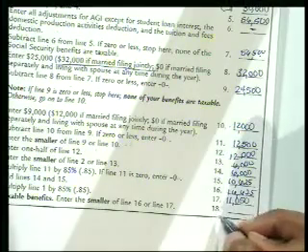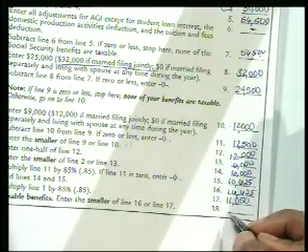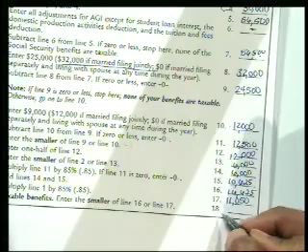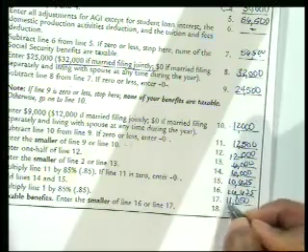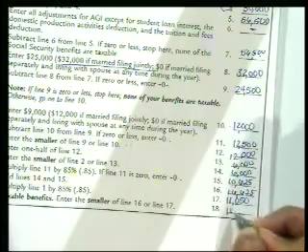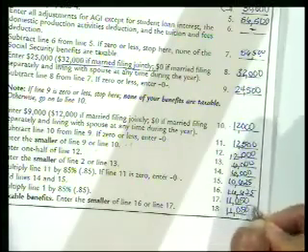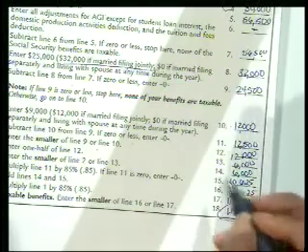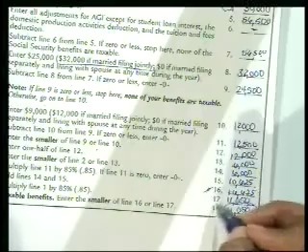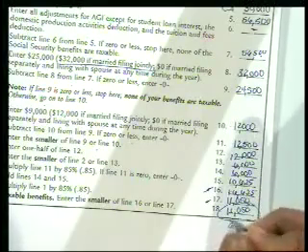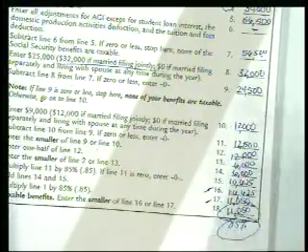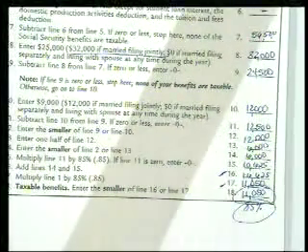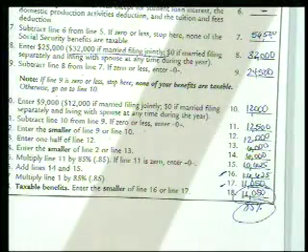And then on line 18, it says your taxable benefits are going to be the smaller of line 16 or 17. The smaller amount is line 17, $11,050. This represents 85% of my Social Security benefits. So in this example, we ended up hitting the maximum amount, 85% of the benefits.